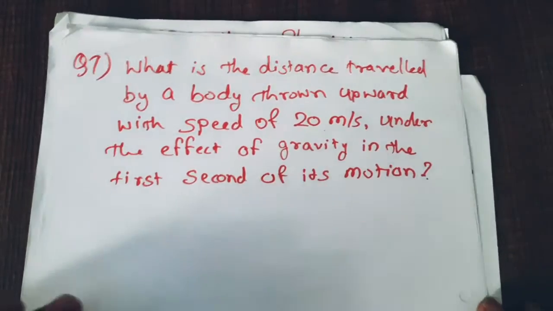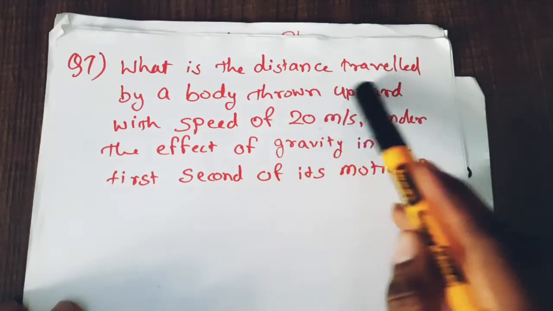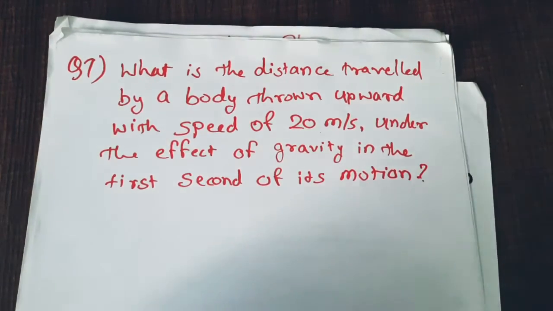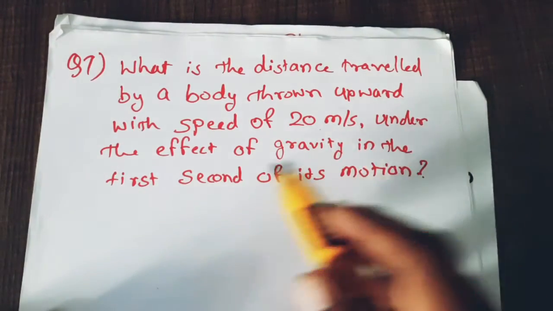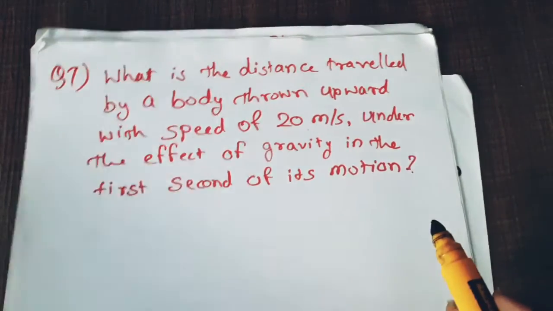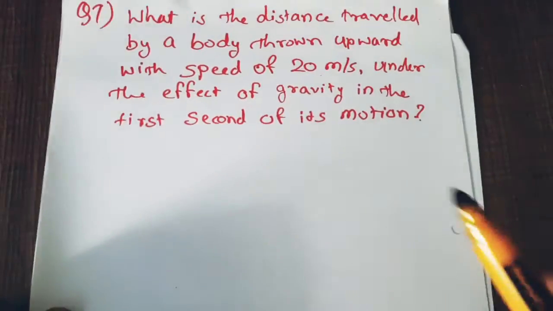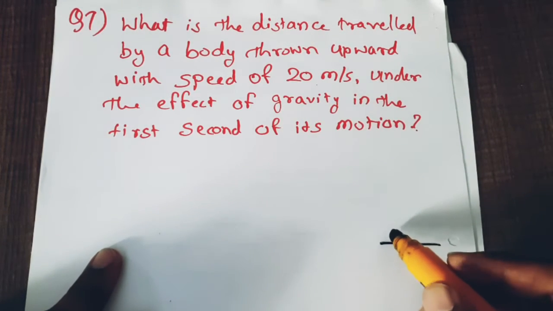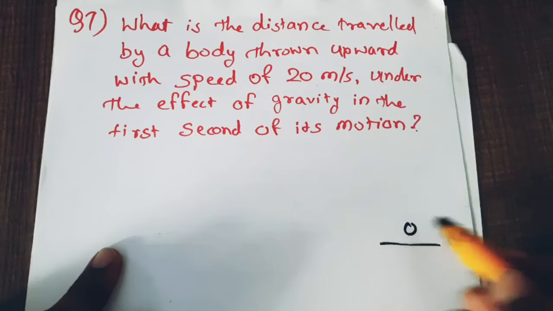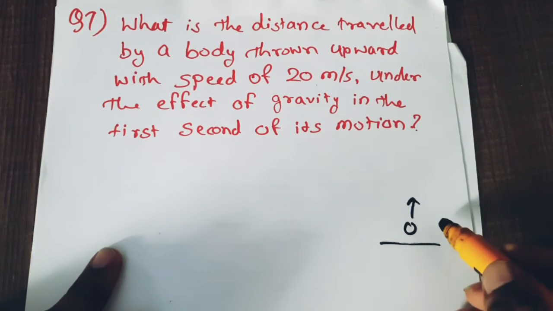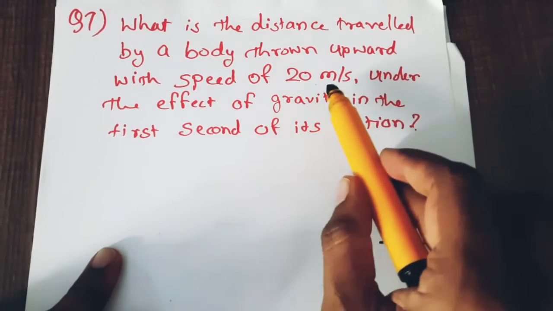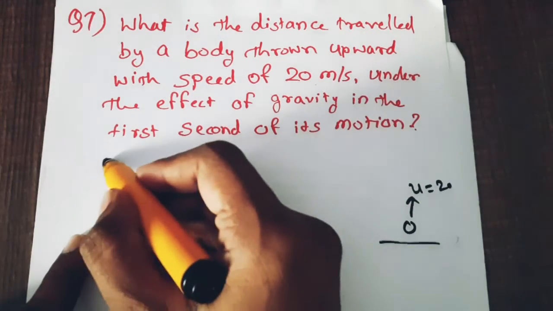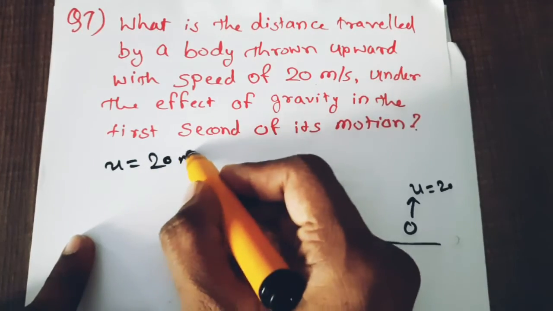Now question number 7. What is the distance traveled by a body thrown upwards with a speed of 20 meter per second under the effect of gravity in first second of its motion? So basically it's a motion under gravity. So let us draw the diagram here. Let us say this is ground, and let us say we have a ball thrown upwards. The velocity here is 20 meter per second. So here u equal to 20 meter per second.